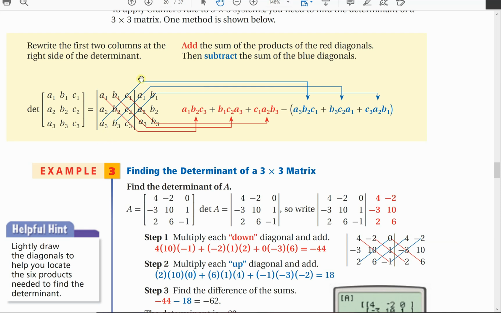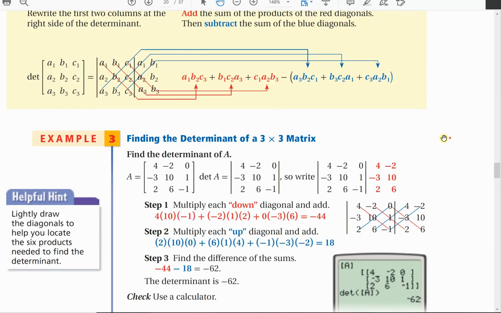And then you're going to go bottom to top: A3, B2, C1, B3, C2, A1, and so on. You're going to multiply those together. You're going to get three products. You're going to add those up, and then you're going to subtract them. So this is somewhat similar to what we did with the 2 by 2s. It's just a little bit more complicated.